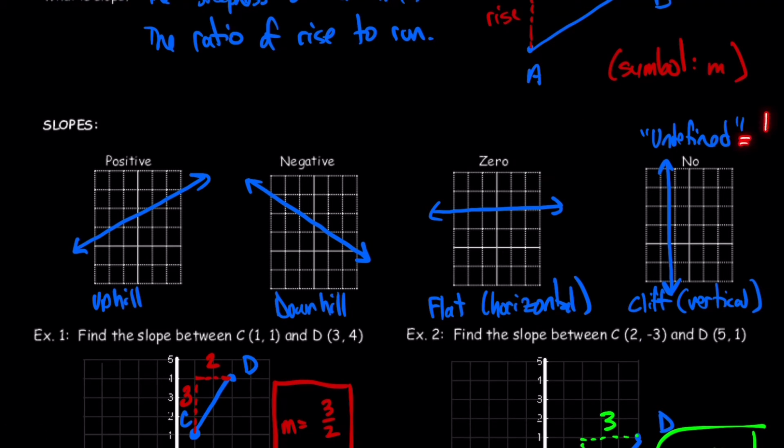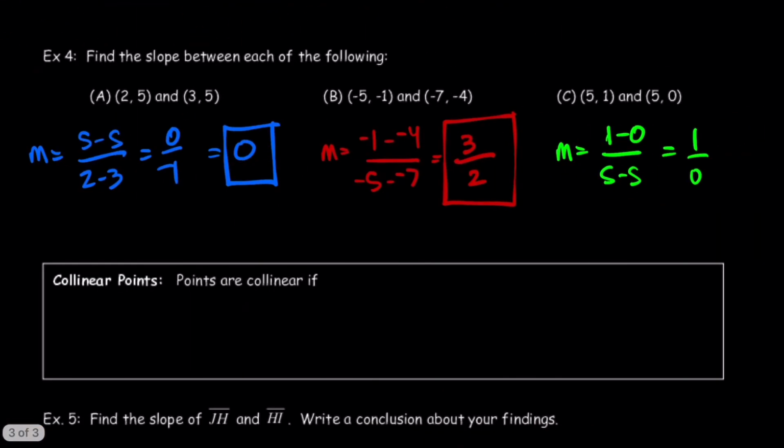Undefined is equal to a fraction, some number divided by 0. Just remember you can't divide by 0. So when you get this, you can't leave it 1 over 0. You have to go ahead and tell me that is undefined. And UND is shorthand for undefined, and that's how I usually write this.